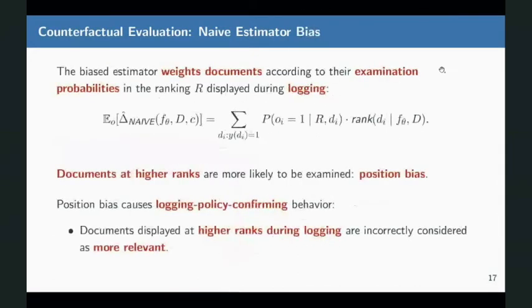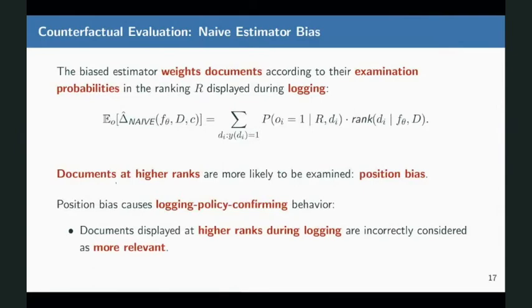We can specifically see what's going to happen with our metric in that we can see here that it's weighting these documents according to the examination probability during logging. So a document will have a higher weight in expectation because it's more likely to be examined. And we know from position bias, from eye tracking studies, etc., that if you show a document at a higher rank, it's more likely to be examined.